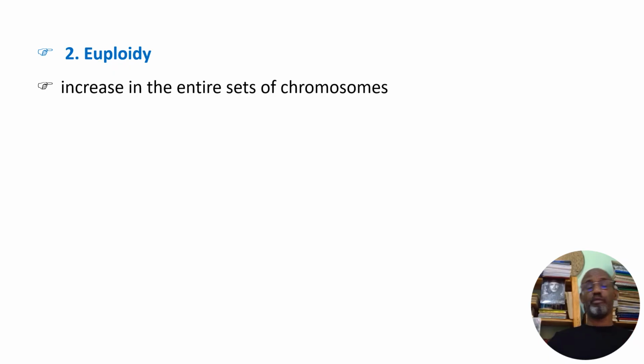What is the n number of humans? 23. Therefore, if polyploidy happens in humans, we are going from 2n to 2n plus n, 3n, 2n plus 2n, 4n, 2n plus 3n, 5n. You see? Therefore, the entire set of chromosomes are added.